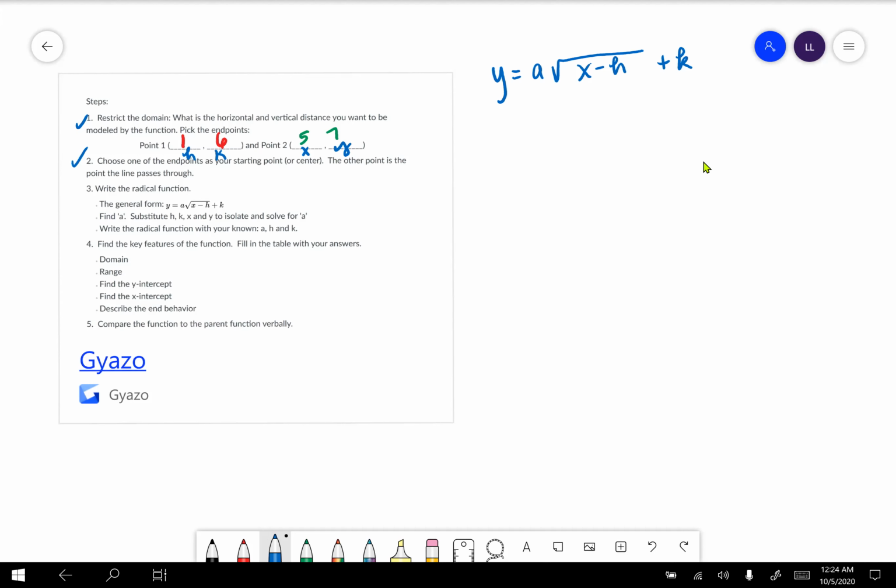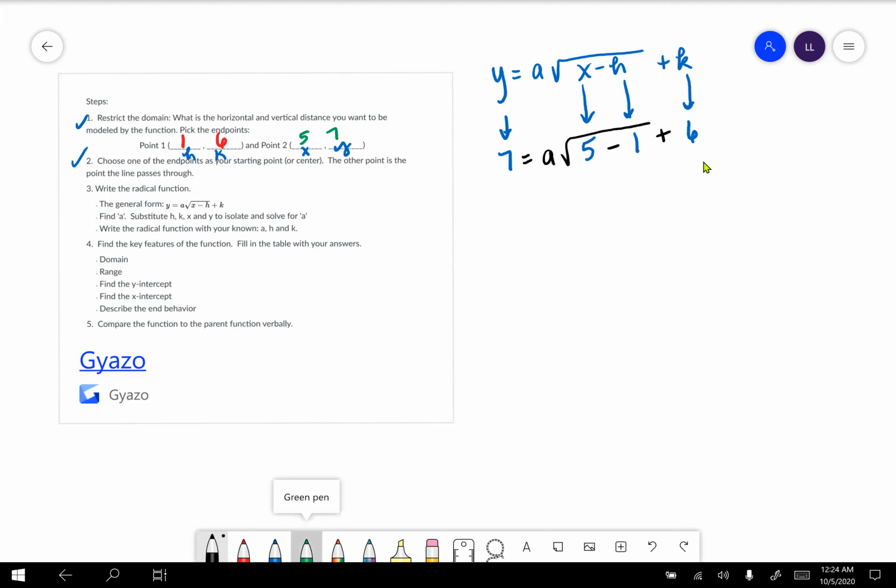So we said y was 7. We said x was 5. We said h was 1. And we said k was 6. So 7 is equal to a square root of 5 minus 1 plus 6. Now we're ready to solve.